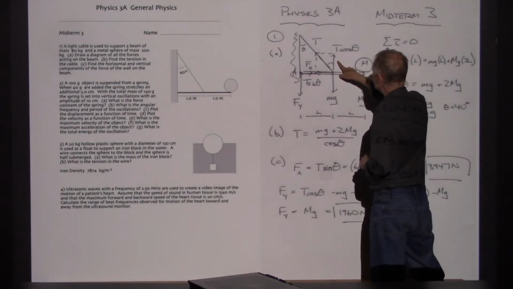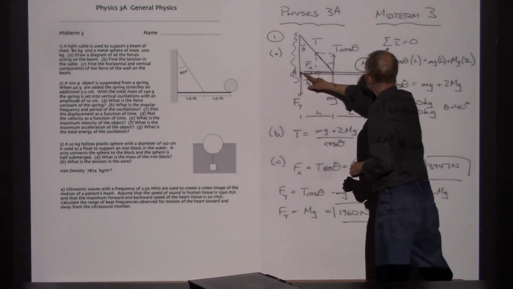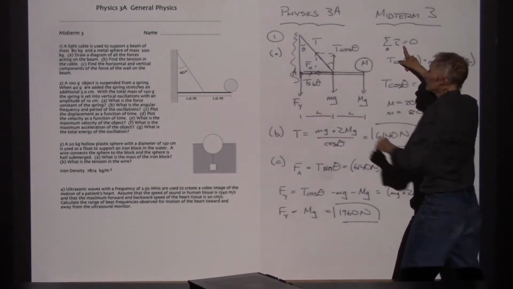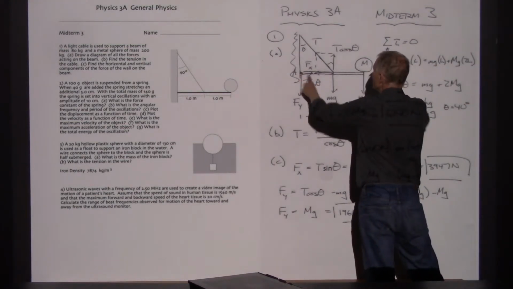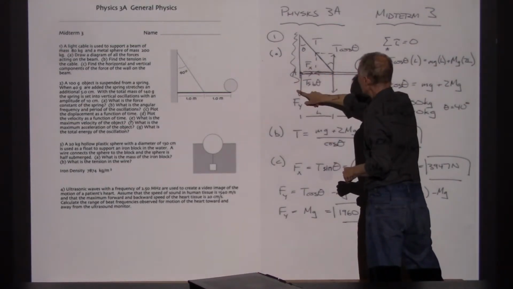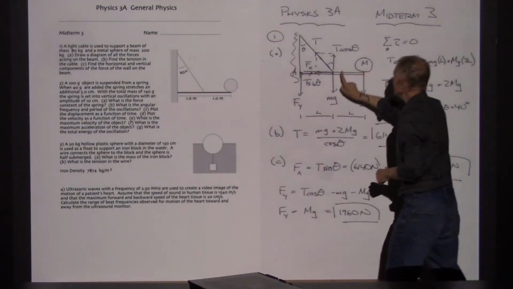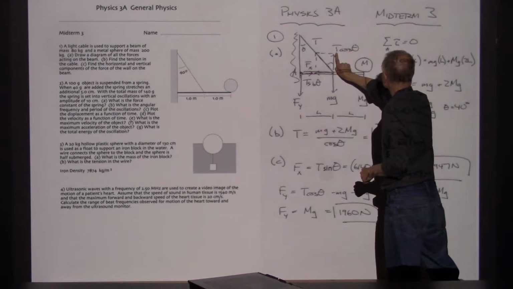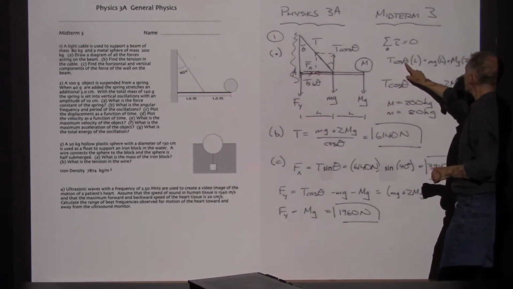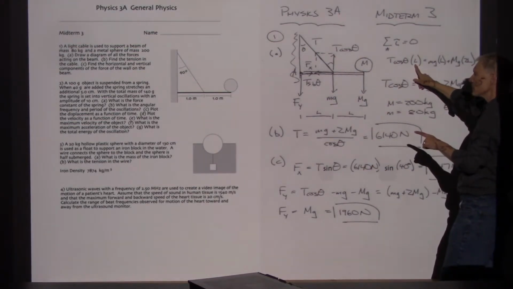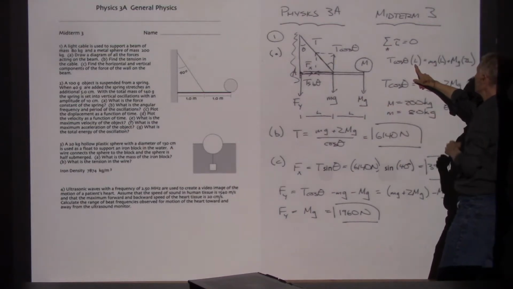To get the tension, I picked a point, point A, and I measured torques. So if I pick point A, Fx drops out, Fy drops out, T sine theta drops out. All I am left with is T cosine theta. Now T cosine theta has a lever distance of 1 meter, which is what I'm calling L.